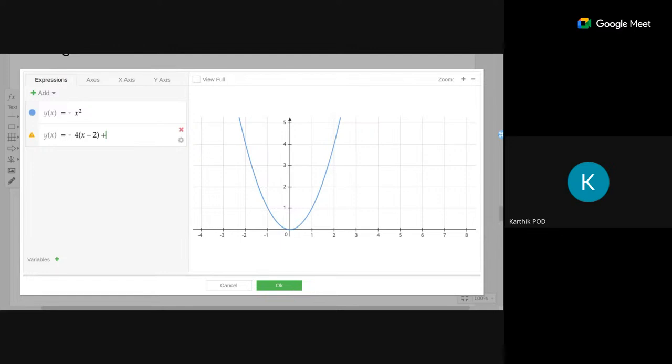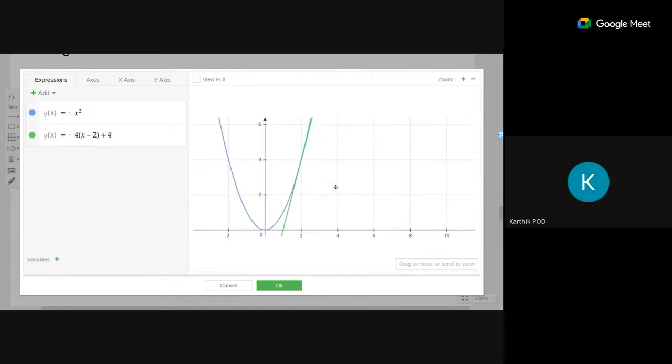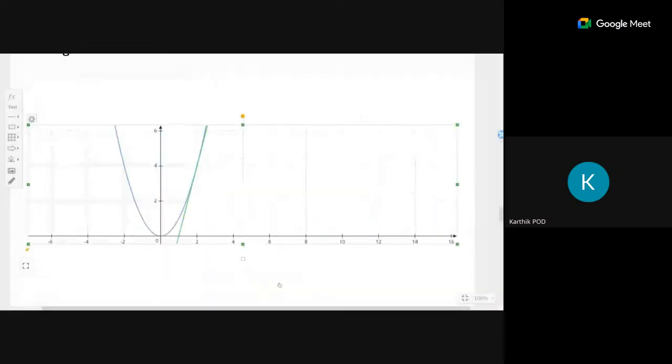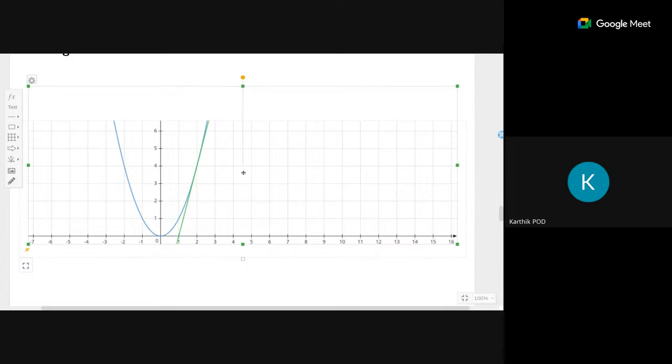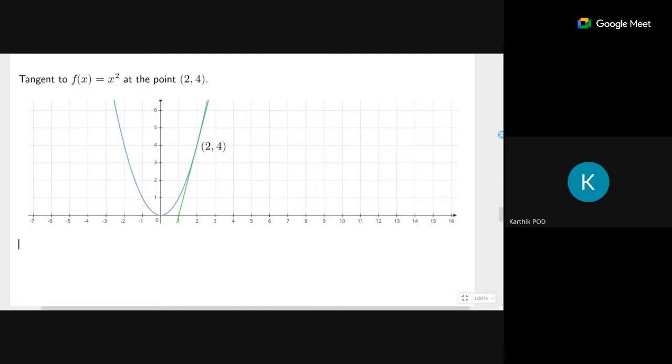So at x equal to 2, the function's value is 4. It actually seems to be touching at infinitely many points, but that's all the software is able to do. So you have to assume that this green line is touching it at only 2, 4. That is up to your imagination. So we are trying to draw a tangent line to f at the point 2, 4. This is tangent to the function f of x equal to x square at the point 2, 4. It looks like this. Okay, so can someone tell me how we arrived at this equation of the tangent?